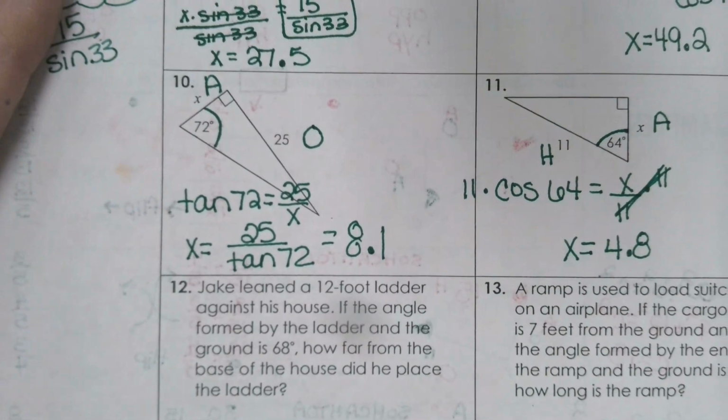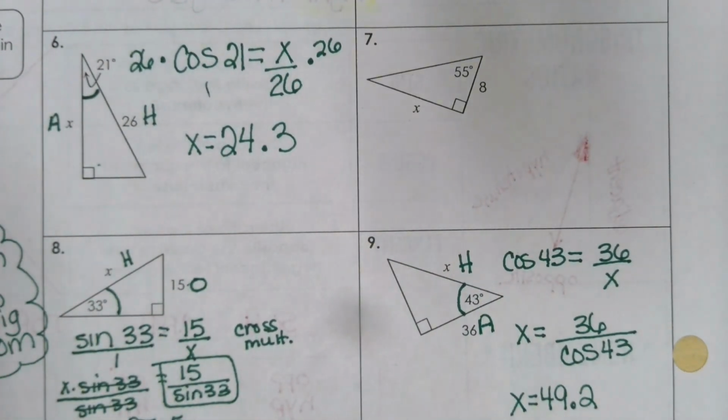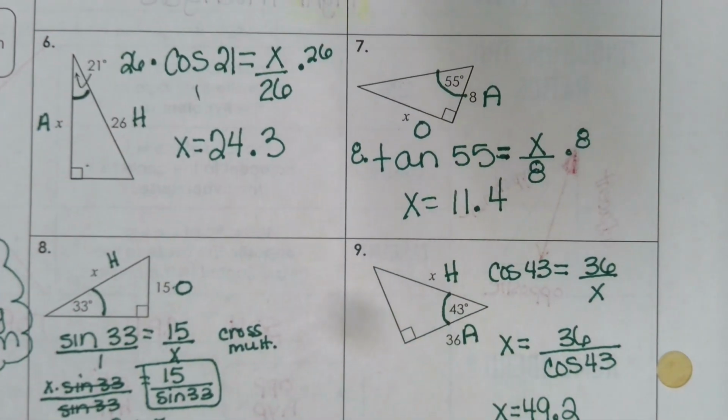Okay, so I have a question for you. We didn't do number 7. Would you do number 7 and think, is it a multiplication or is it a division problem? Go ahead and do number 7. Number 7 was a multiplication problem.